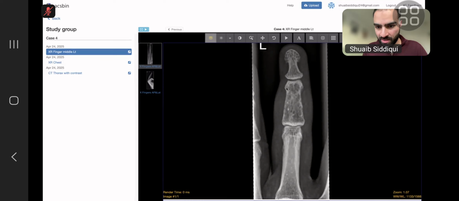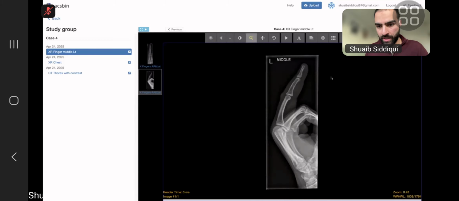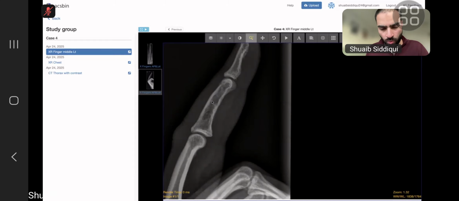You can kind of trace the outline of the lesion. It's just filling the whole middle phalanx there. We also had a lateral, which I don't know if that would have been helpful to you. And again, you can kind of see it's well encased within the bone. It's not destroying the bone. It's not got a wide zone of transition. So this is a benign bone lesion.